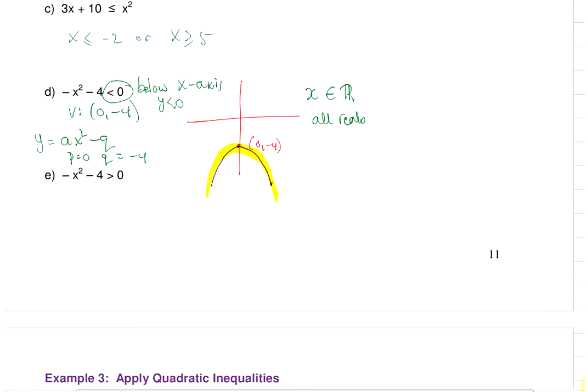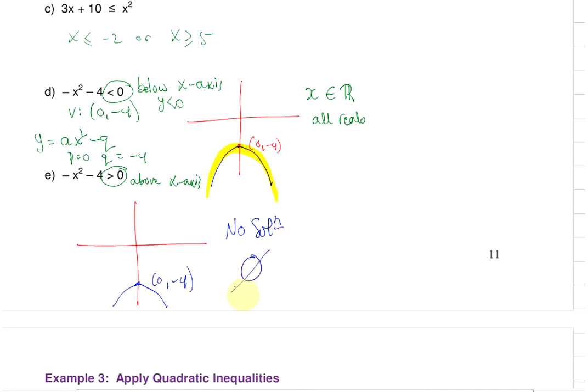All right, so what happens to our solution when we want what is above the x-axis? Okay, well, we already know what the graph looks like. We know we have a vertex at (0, -4). Okay, but because we're concerned with the region above the x-axis, we don't have anything there. So if you're thinking that our solution is no solution, you are correct. And remember, you can write it like this.